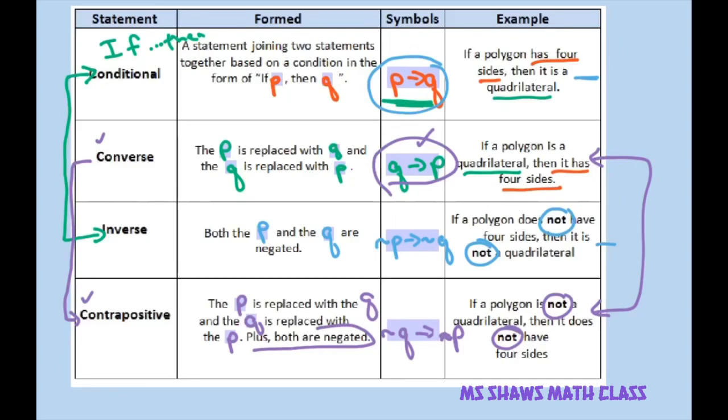Let's see if they're true or false. If a polygon has four sides, then it's a quadrilateral. That's true. If a polygon is a quadrilateral, then it has four sides. That's true. If a polygon does not have four sides, then it's not a quadrilateral. That's true. And if a polygon is not a quadrilateral, then it doesn't have four sides, and that's true. So this could also be written as a biconditional, if and only if.